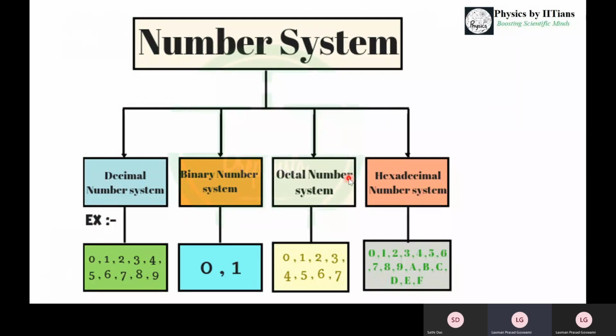Another is the octal number system. Octal means 8. So this number system consists of 8 numbers starting from 0 to 7. And the last number system is hexadecimal number system that occupies 16 digits. That is from 0 to 9, there are 10 numbers. Then after that, we have A, B, C, D, E, F. Basically, A represents 10, B represents 11, C represents 12, and D, E, F are for 13, 14, and 15. So this is the basic overview of the number systems.